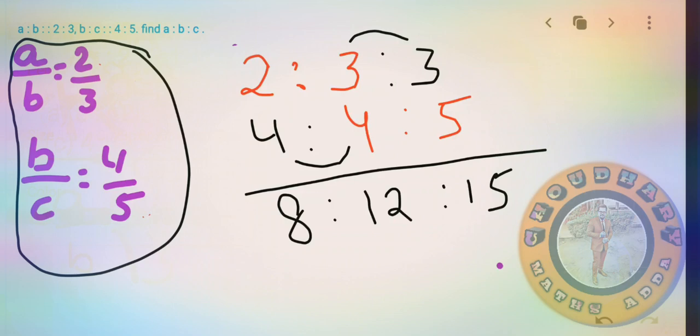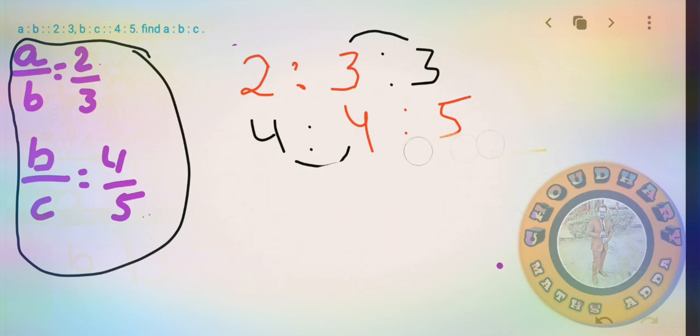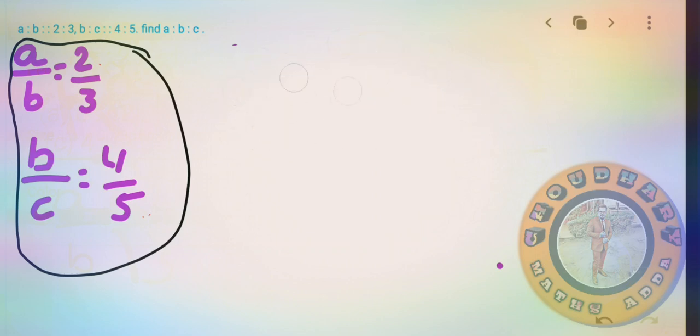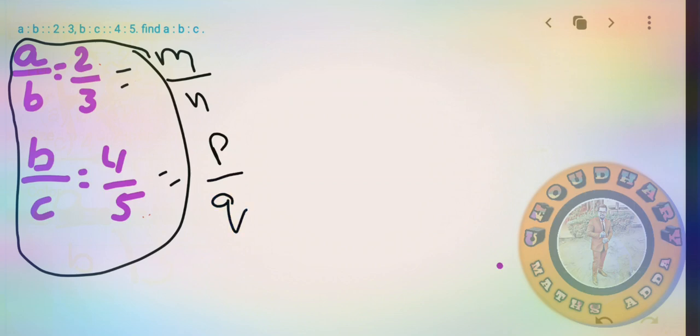Okay, now this was the second step. Now what the third step states is that, see, the ratio A is to B, there is some ratio. Okay, let's put it this way. Let's take this as M is to N and this as P is to Q. So A is to B is M is to N, and B is to C is equal to P is to Q.